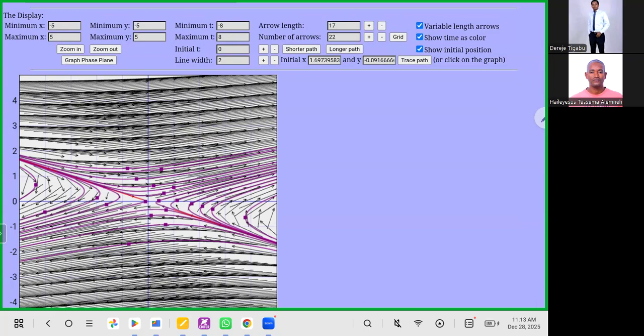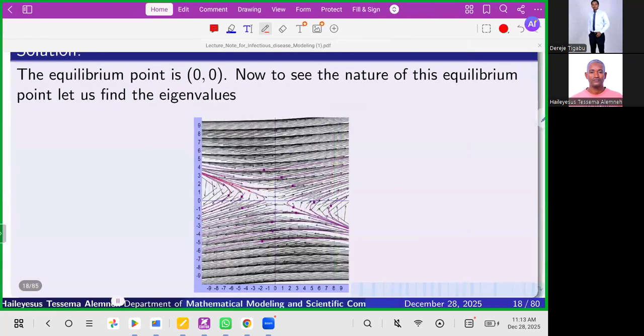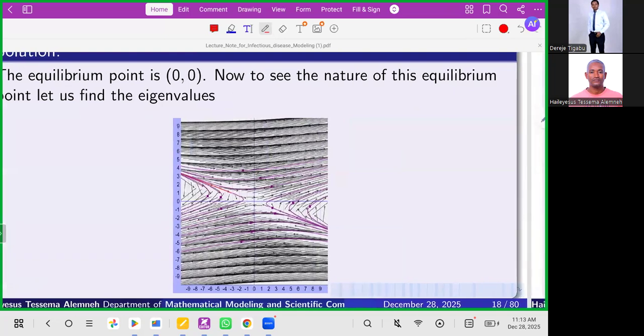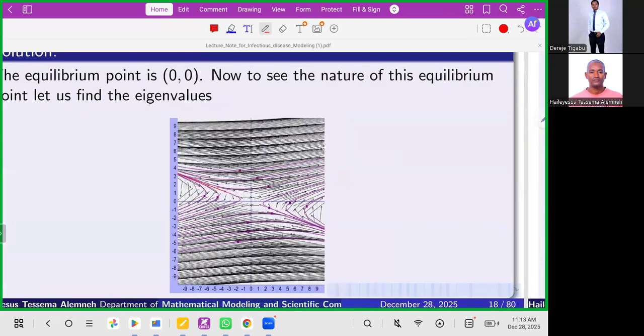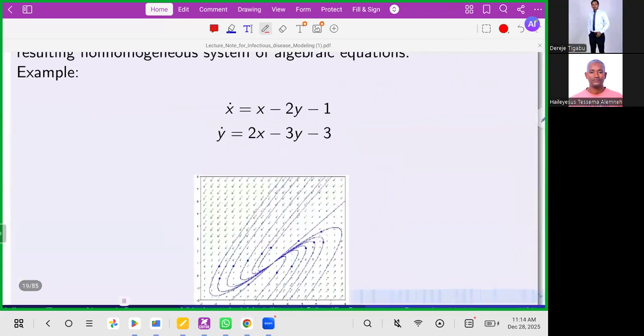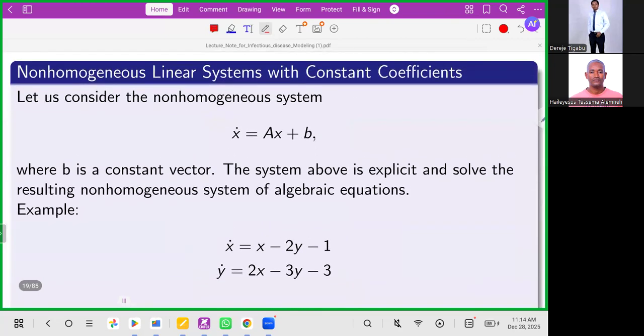So this is how to draw the phase portrait using the phase portrait plotters. So 0, 0 is an unstable equilibrium point, and it's drawn. The other one is when the system of differential equations is non-homogeneous, which means that the system has an explicit solution and you can solve the result.